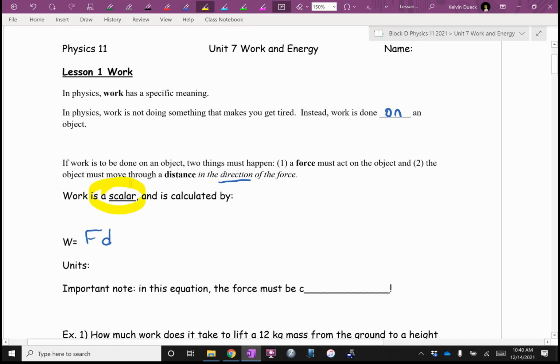Is work a scalar or a vector? It's a scalar. That's going to be really, really nice. That's why it's going to be so handy to analyze things like roller coasters, where they're constantly changing direction as they go up and down a hill. By the way, let's draw a little box around scalar just to remind ourselves of that because it's important.